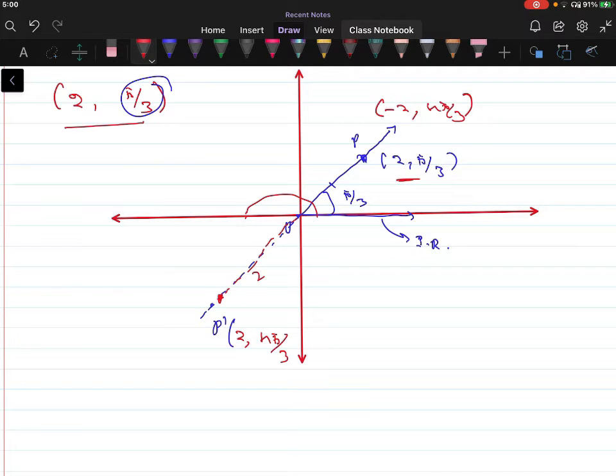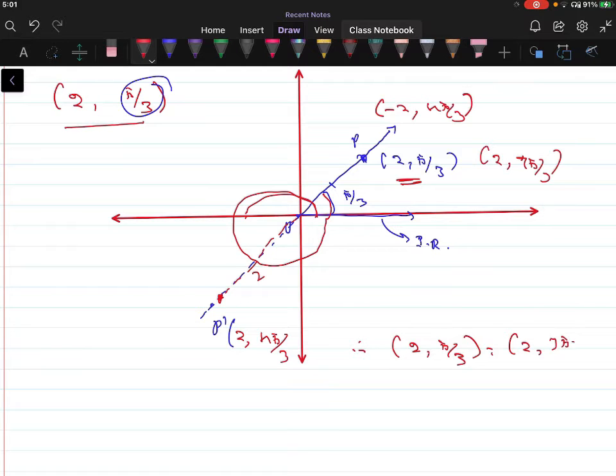And if you move from the initial ray by 2 pi plus pi by 3, that is 2 pi plus pi by 3, that is 7 pi by 3. So (2, 7 pi by 3) is the same as (2, pi by 3) also. Therefore the point P (2, pi by 3) is the same as (2, 7 pi by 3) and the same as (-2, 4 pi by 3) also.